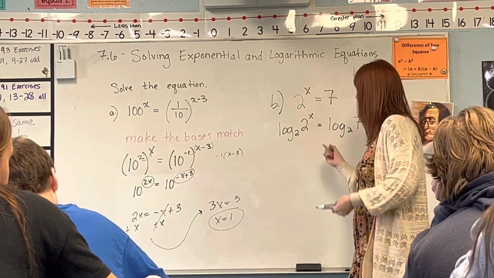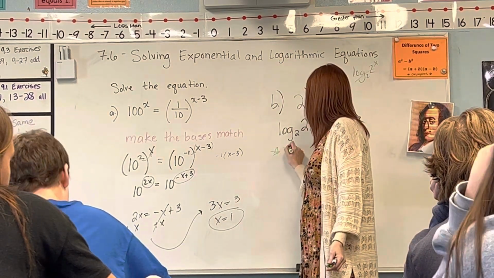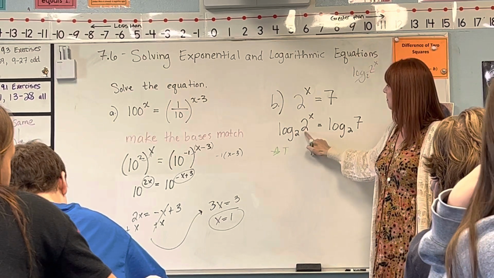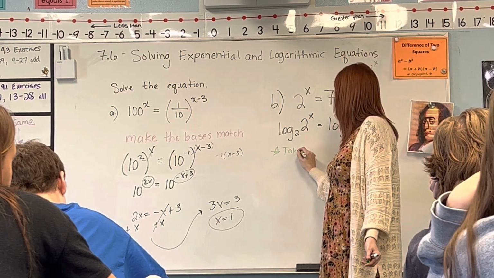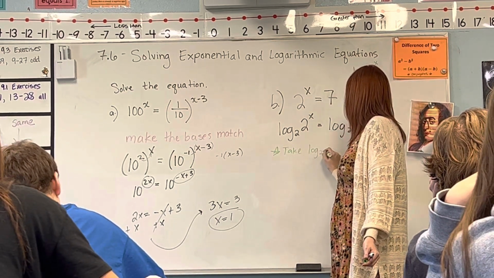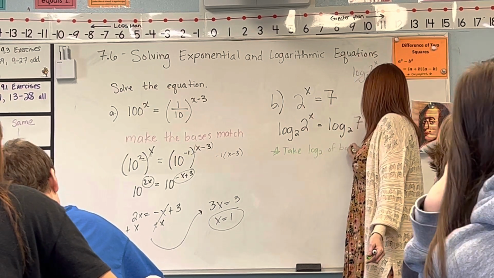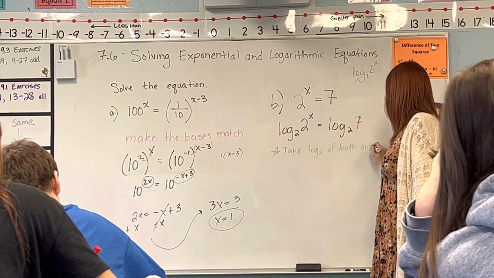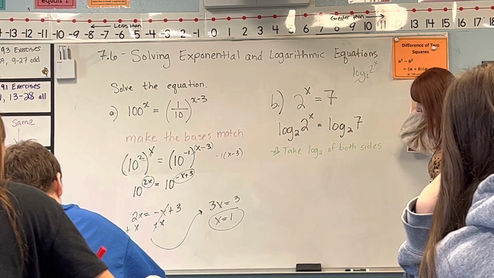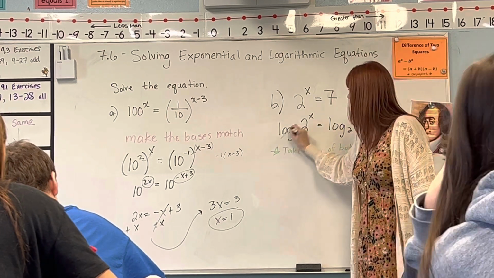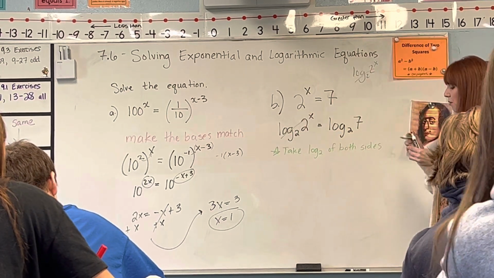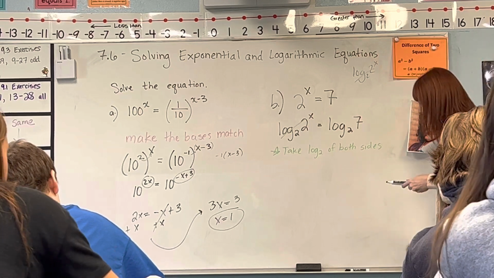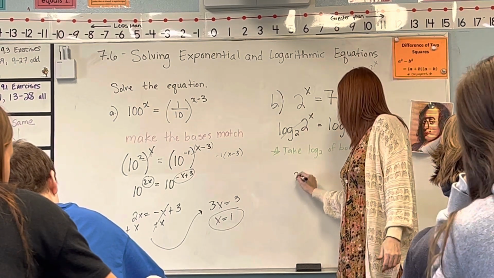Why is it base 2? So that these will cancel out. Okay. So if I do log base 2, then that cancels this out. And what am I left with on the left? x equals log base 2 of 7.